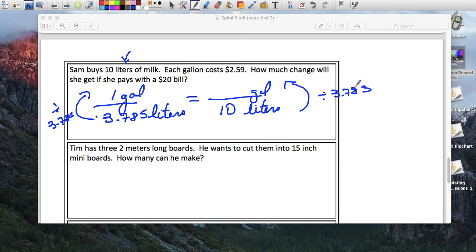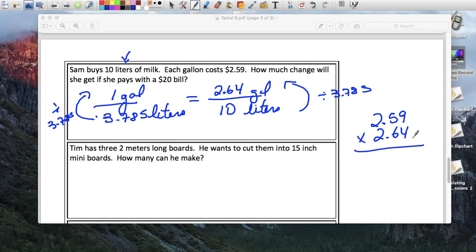And you will have a calculator, hopefully, now as you're working this. So if you take 10 and you divide it by 3.785, that's going to give you 2.64, rounded to the nearest hundredth, 2.64 gallons. And that's how much 10 liters equals. Okay, so now it's much easier. So now that you know how many gallons you have, you can multiply that by the price here. Each gallon is $2.59, and if you have 2.64 gallons, how much would it be?